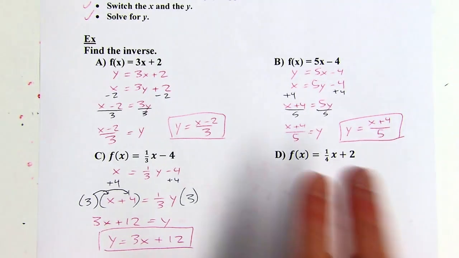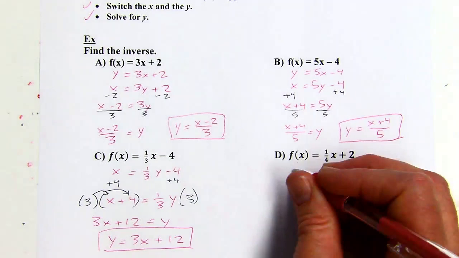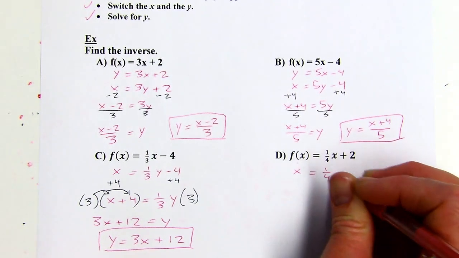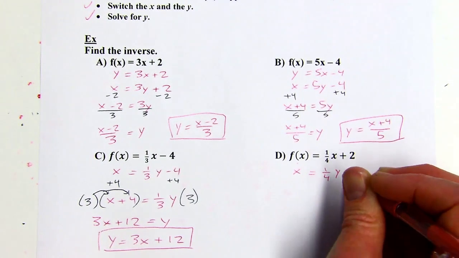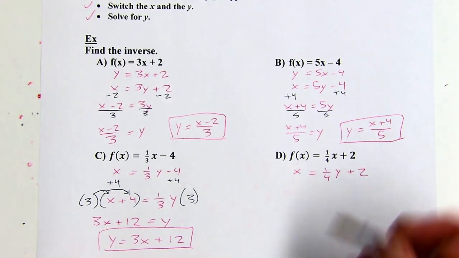So I'm switching the x and the y first, so that if this is the y, I'll put the x there, and I'll put the y where the x used to be. Okay, and I'll subtract 2.